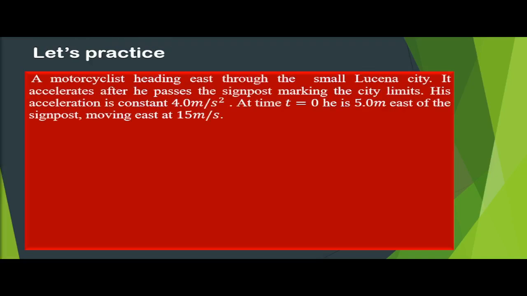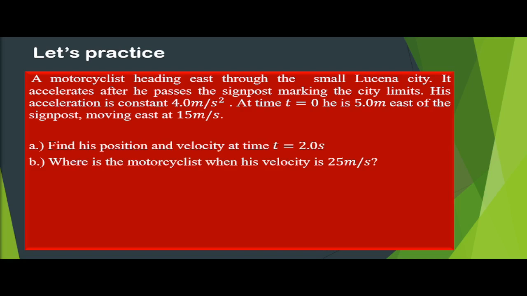Let's practice. A motorcyclist is heading east through the small city of Lucena. He accelerates after he passes the signpost marking the city limits. His acceleration is constant and found to be 4 meters per second squared. At time t equals 0, he is 5 meters east of the signpost, moving east at 15 meters per second. Find his position and velocity at time t equals 2 seconds. Where is the motorcyclist when his velocity is 25 meters per second?